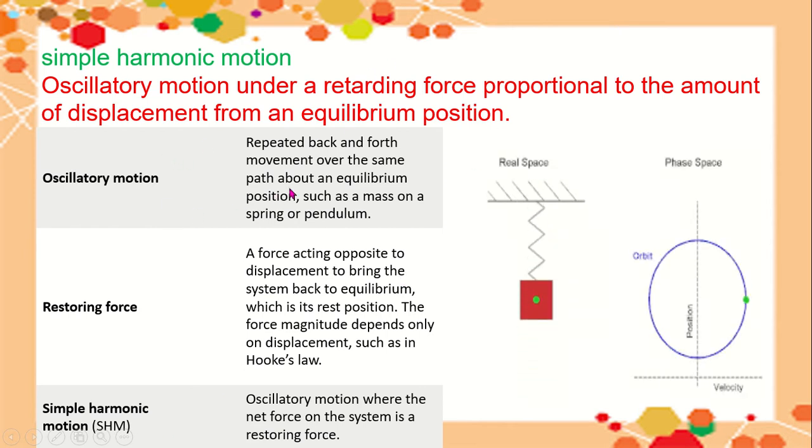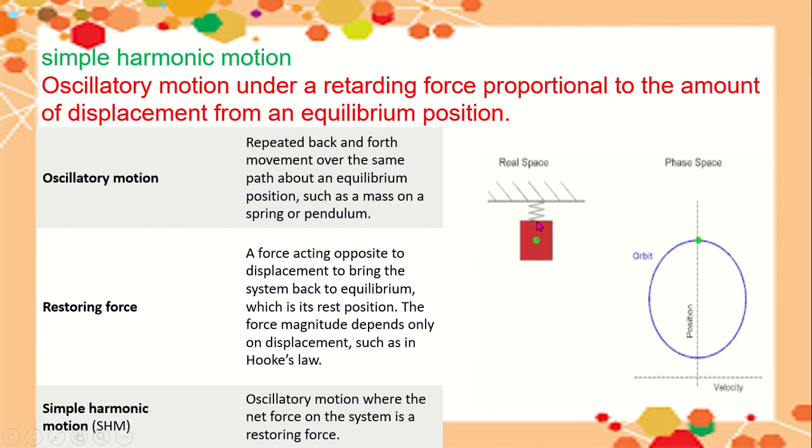So oscillatory motion: repeated back and forth movement over the same path about an equilibrium position, such as a mass on a spring or a pendulum. Look here, a mass is attached to one end of the spring, and we are seeing a back and forth movement of the spring. That means for one half of its time period the spring moves in one direction, and in the rest of it moves in the opposite direction. So in this way it moves to and fro, and this type of motion is known as oscillatory motion, and it is also simple harmonic motion.